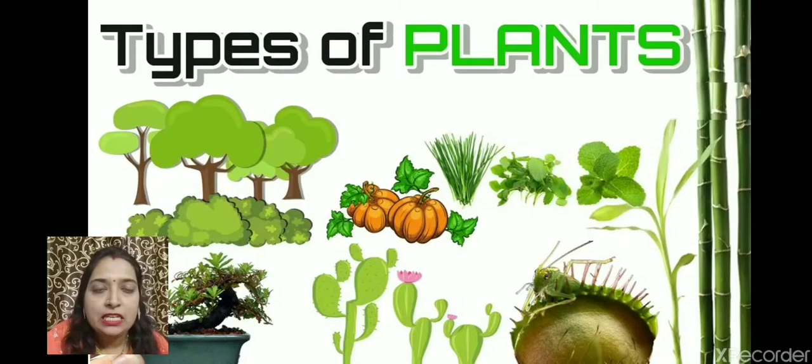Here you can see it is given types of plants. You are seeing different pictures, right? Like here, in the first picture you are seeing big trees. Then you are seeing one pumpkin. Then you are seeing one small leaf plant. You can see one cactus. Okay. So today we are going to discuss different types of plants.